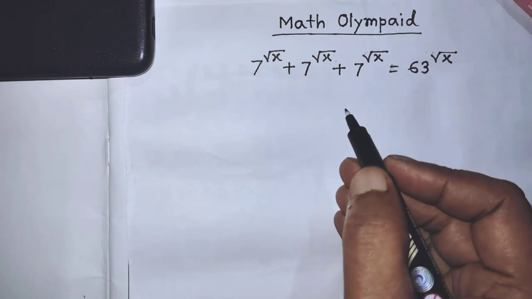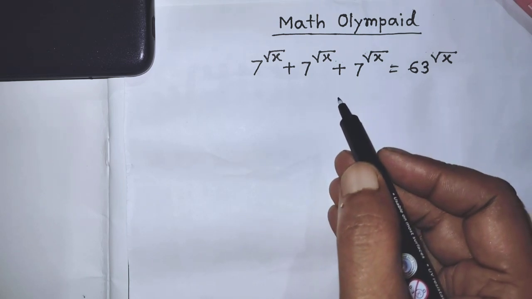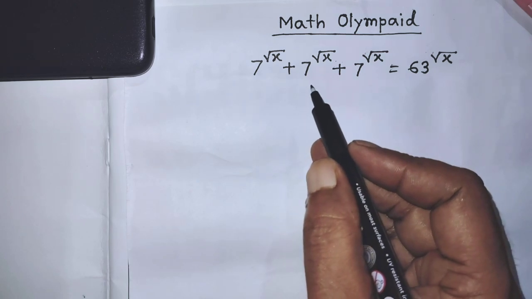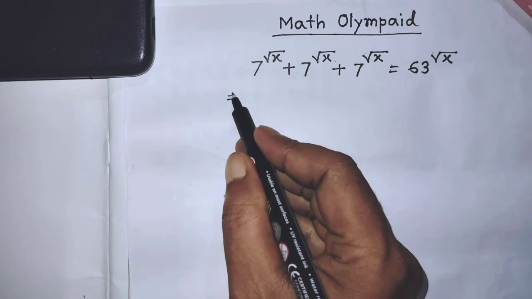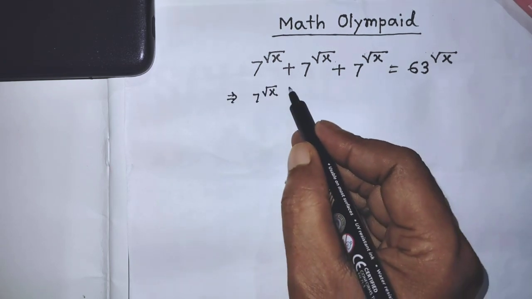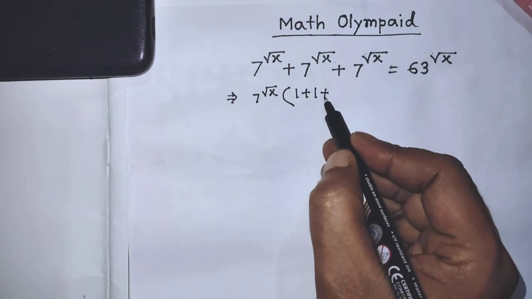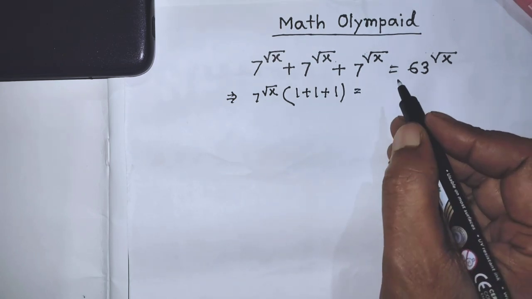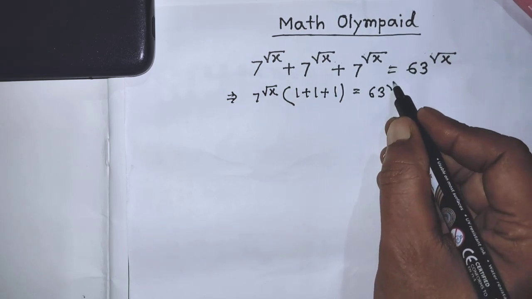So guys, in this equation on the left hand side there are three terms, and the common factor of the three terms is 7 to the power square root of x. So we can write from the left hand side of this equation 7 to the power square root of x times 1 plus 1 plus 1 is equal to, on the right hand side again we have to write 63 whole to the power square root of x.